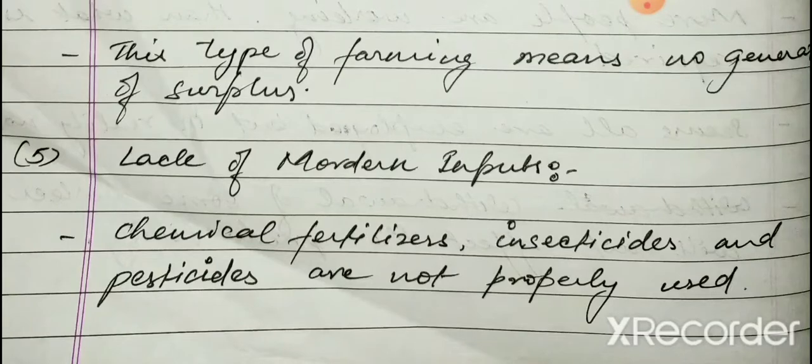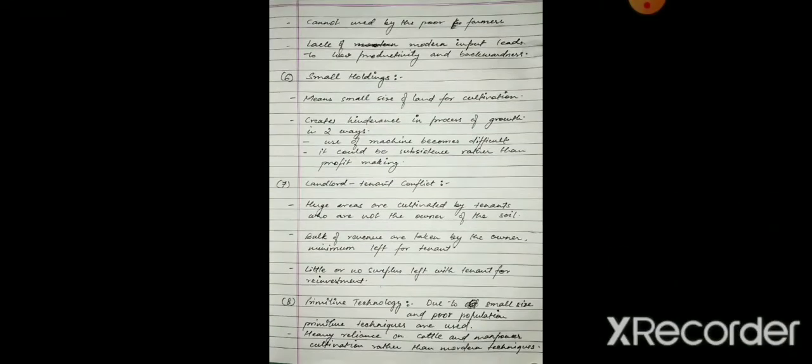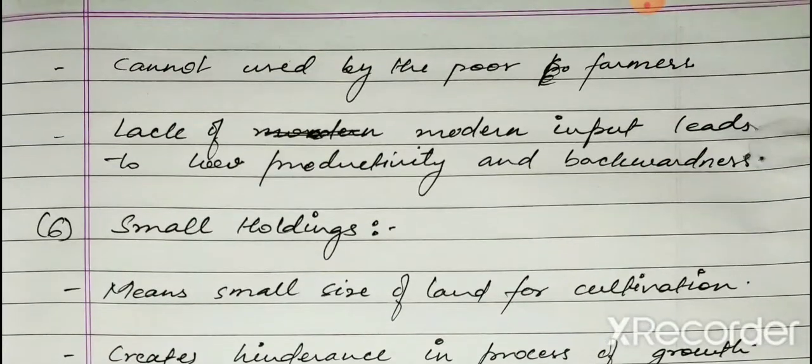Because of that lack of modern input, there was low productivity at that time, and the poor farmers could not use them, because the maximum number of people in India doing farming work, the farmers, were poor at that time, and they were not able to afford these modern equipments. So lack of modern inputs leads to low productivity and backwardness.